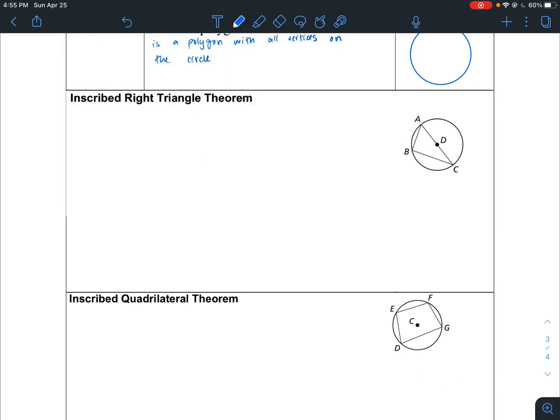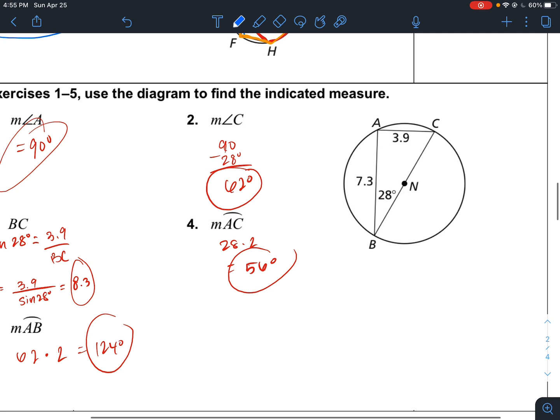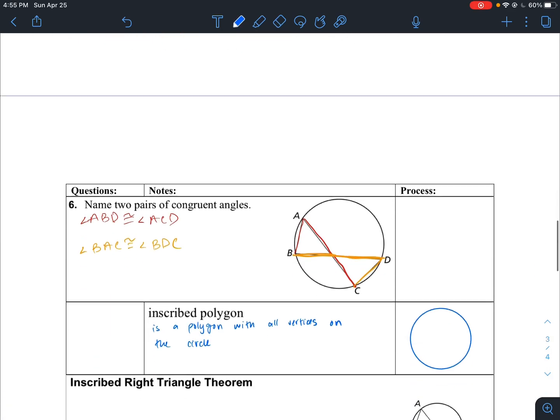Okay, inscribed right triangle theorem. So if you have a right triangle in the circle, this is what this theorem states, and we've actually already gone over this theorem in this problem. So if we have a right triangle inscribed in the circle, this triangle right here is inscribed in the circle. All the vertices are on the circle. Now this specifically was a right triangle, and we found it out to be a right triangle because the hypotenuse was actually the diameter. And that's pretty much what the inscribed right triangle theorem states.